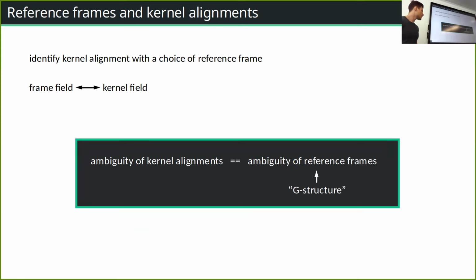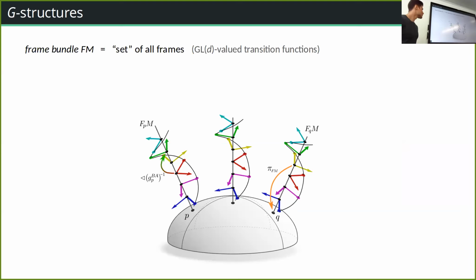And in particular, if we now think about the ambiguity of the alignment of a convolution kernel on the manifold, it's actually the same ambiguity as that of the choice of reference frames. And this is captured by what is called a G-structure on the manifold. So to understand what a G-structure is, we first have to look at the frame bundle. And the frame bundle, you can think about it as the set of all frames. So at each point you have a tangent space and all kinds of frames of this tangent space. And if you take them all together, you get what is called a frame bundle. So you have your manifold, and at each point you have this fiber, it's called, which consists of all choices of frames at that point.